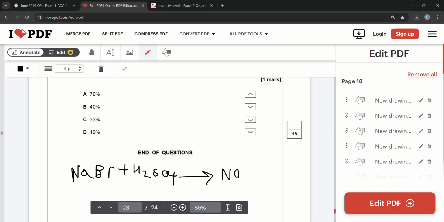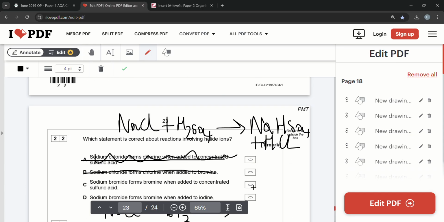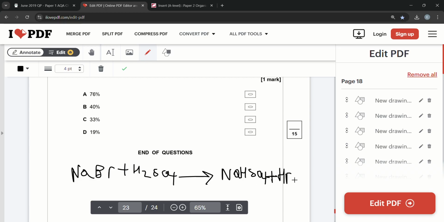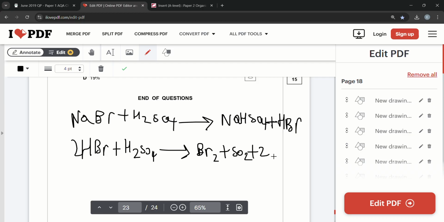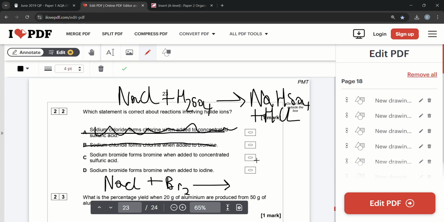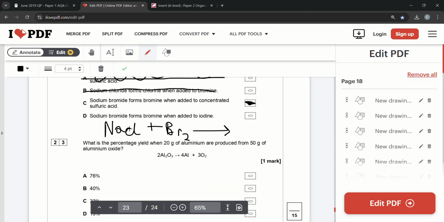The first equation gives NaHSO4, same as adding sodium chloride to concentrated sulfuric acid, plus HBr in this case. And then there's another equation, remember, it's 2HBr plus H2SO4. In this case, we form Br2 plus SO2 plus 2H2O. So we do actually form bromine. And then sodium bromide forms bromine when added to iodine. Sodium bromide and iodine, yeah, it will not form bromine.